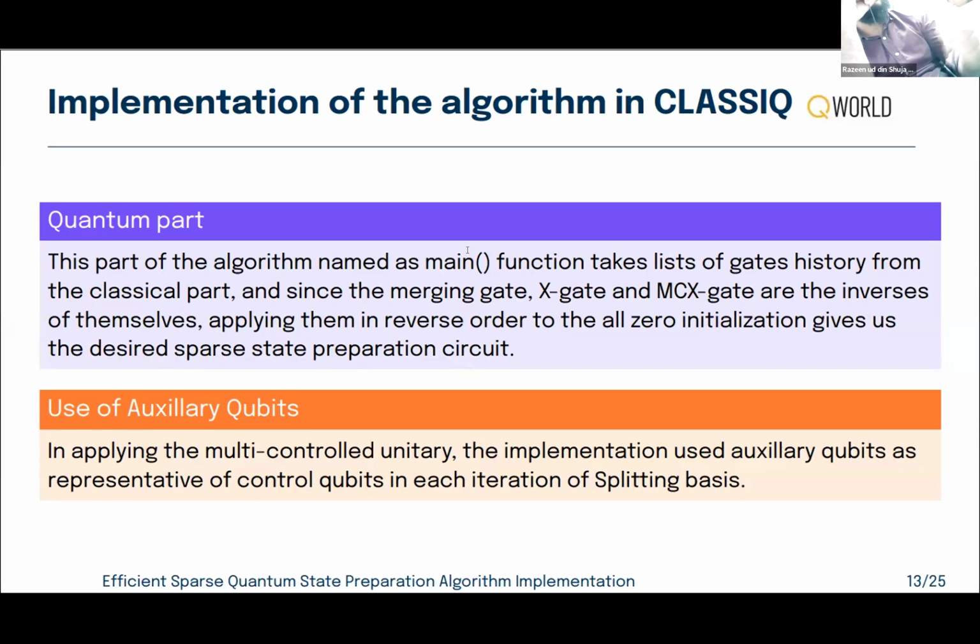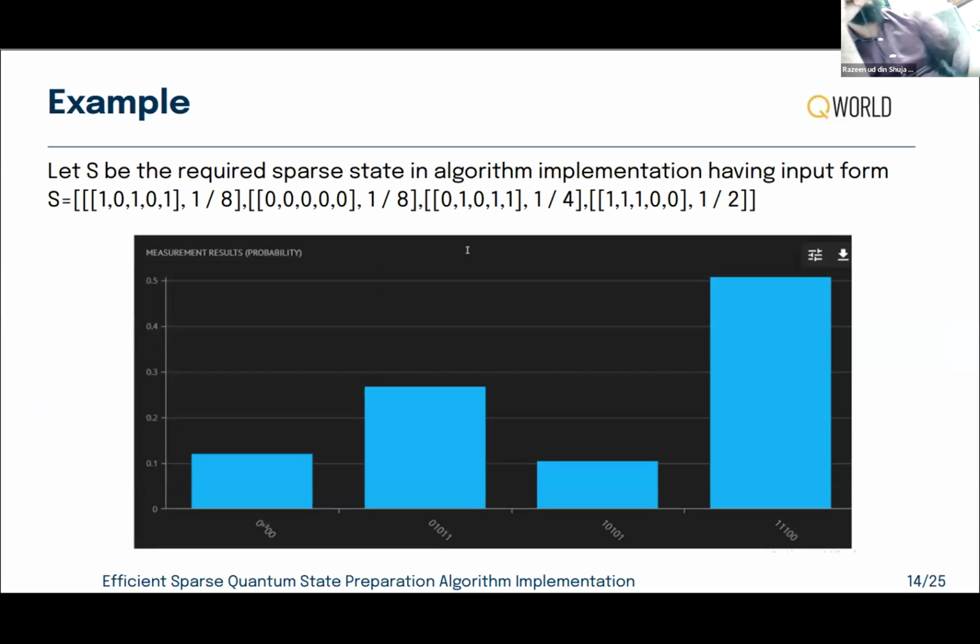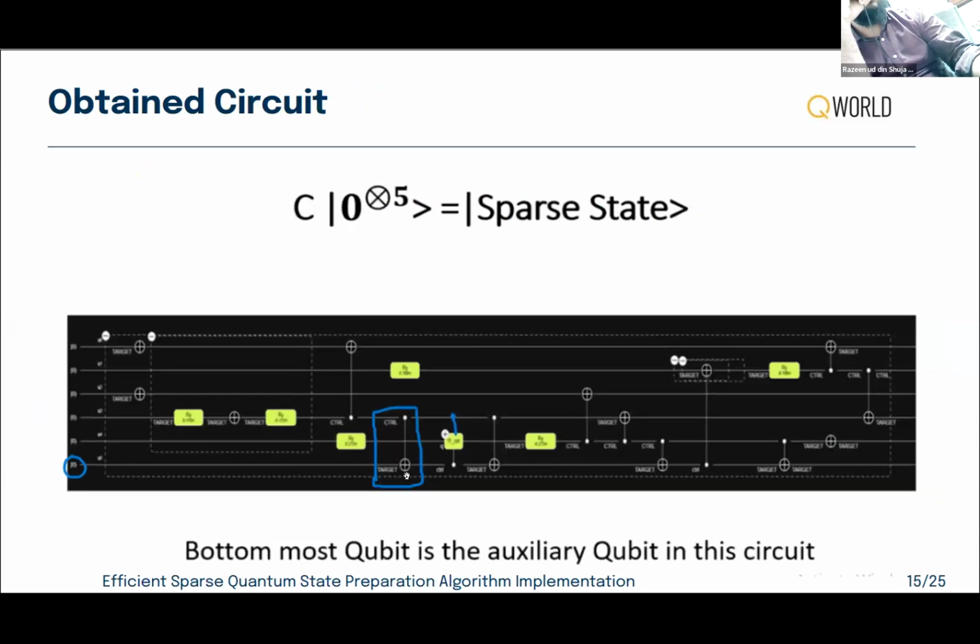In this implementation, we use an auxiliary qubit as the representative of the control qubits in each iteration. And why are we doing this? As an example, this is the state S, and when we put it into the algorithm, it provides us this state and this circuit. Here, in the blue mark, you can see what we actually want to do: the fourth qubit is the control and the fifth one is the target. But as you can see, what we did is use some control qubit, first flip this, and then, controlling on this, apply the control unitary. Why are we doing that?